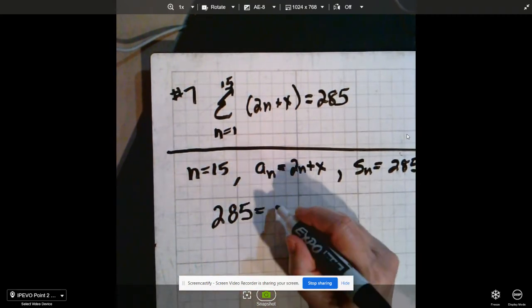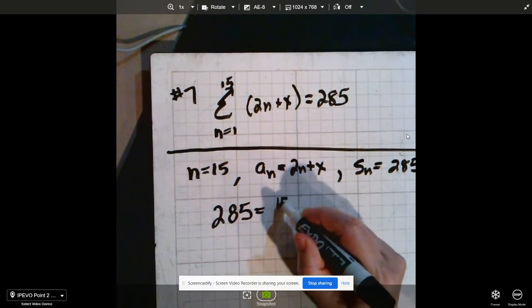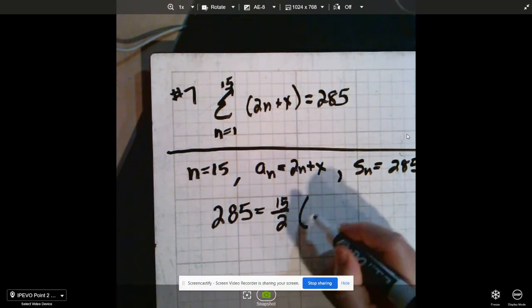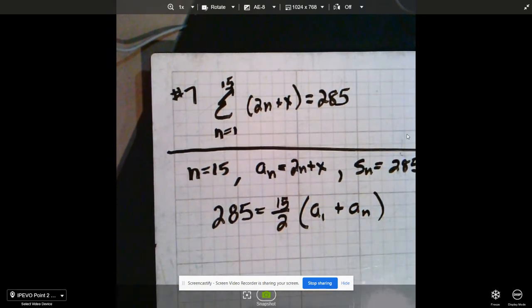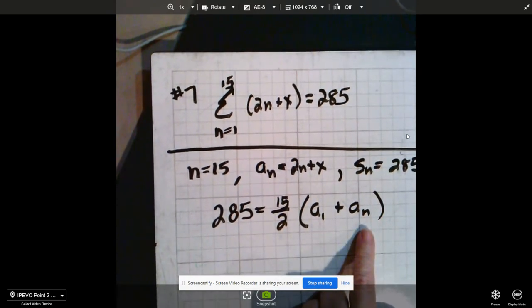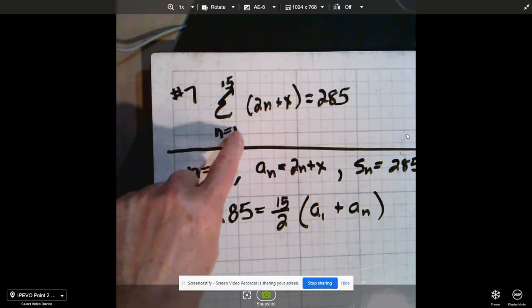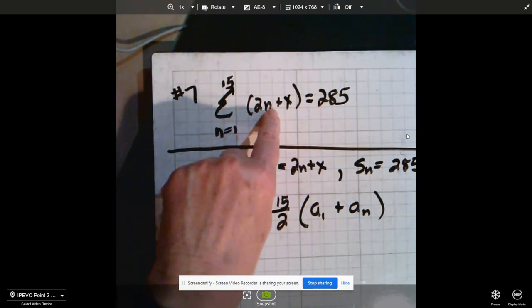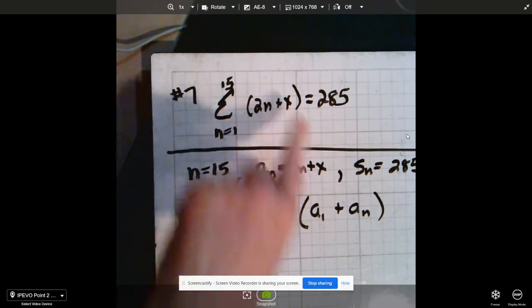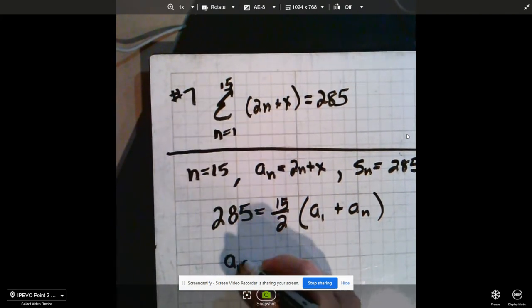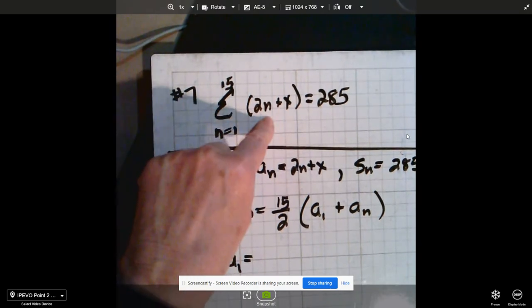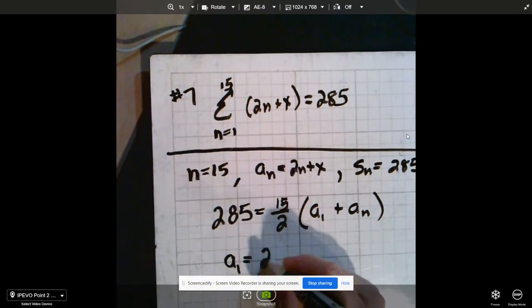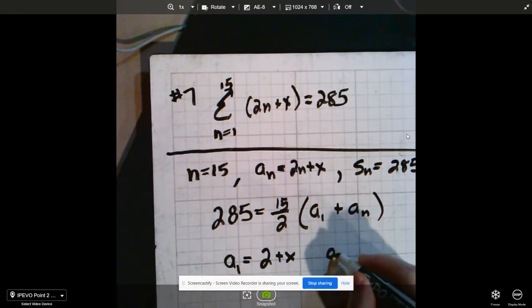and I know that's going to equal n over 2, so that would be 15 over 2 times a1 plus an. Well, I don't know a1 and an, but I could plug in the first term here, and it would give me at least an expression for a1. So if I plug in 1 for n for the first term, 2 times 1 is 2 plus x. So I know a1 would be 2 plus x.